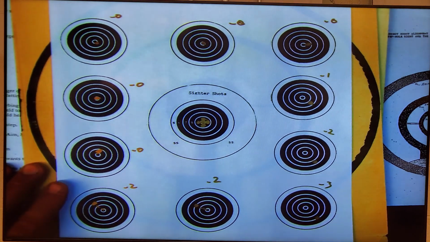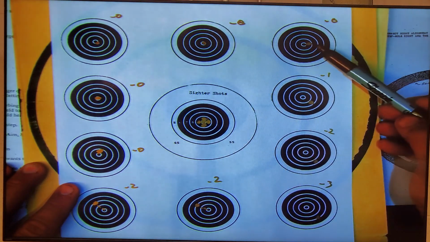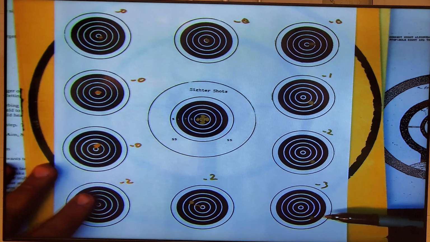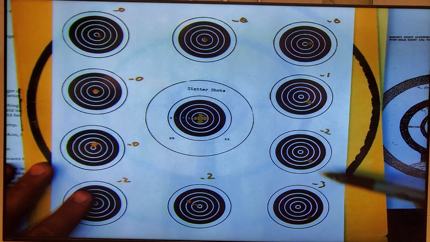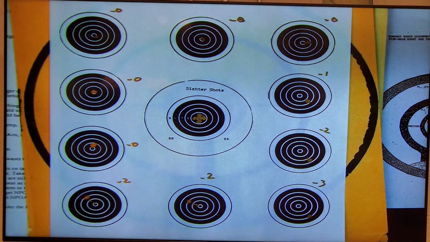All right. But what else do we see here? Okay, we started out pretty good. Started shifting to the right there, and then we shifted low right down here. If you see 2 consecutive shots off, you need to start doing some adjustment. And by the time you get to 3 consecutive shots off, you need to be adjusting. If you're not adjusting your sights, then you're wasting points.